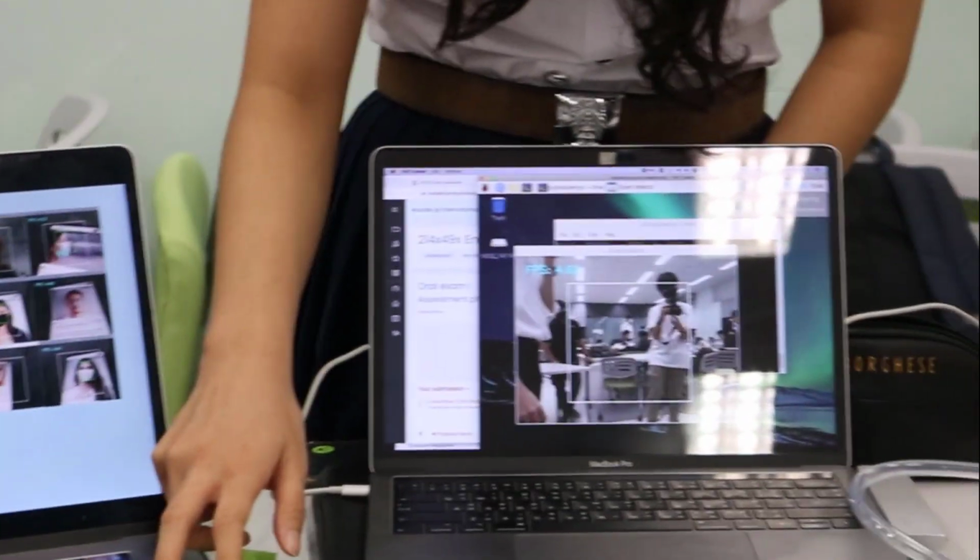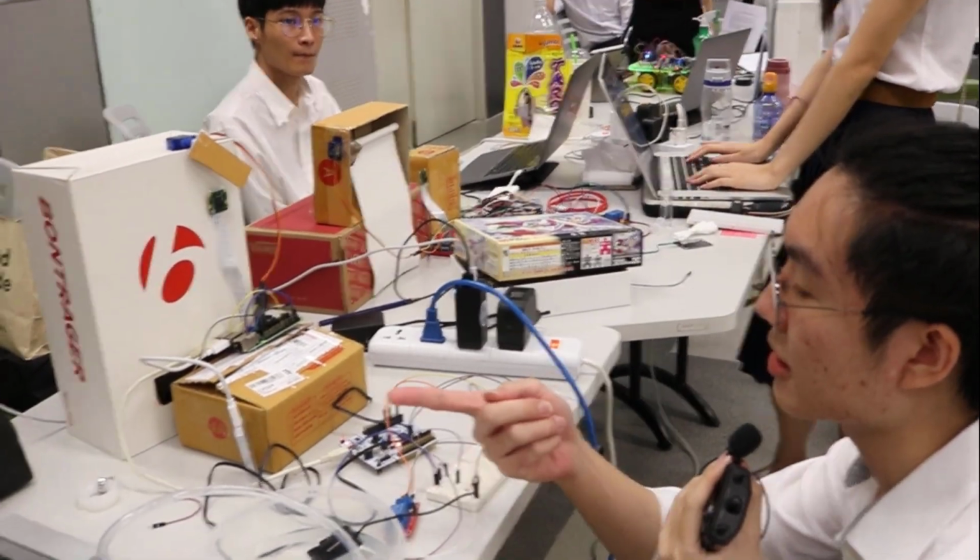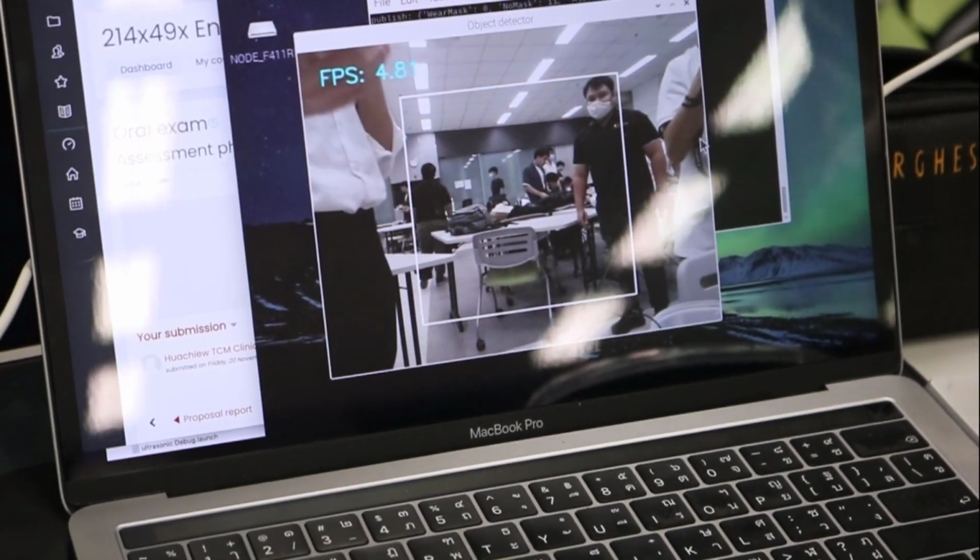Okay, so last, the demo. First we'll test without a mask. The camera will detect that I'm not wearing a mask, and the buzzer will buzz, and the door will remain closed.